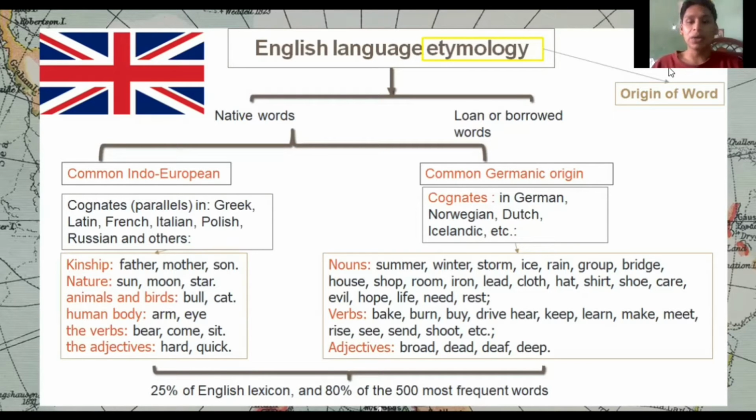In the common Germanic origins, we have cognates in German, Norwegian, Dutch, and Icelandic. Some words are nouns like summer, winter, storm, ice, rain, group, etc. Verbs like bake, born, buy, drive, hear, keep, learn, and others. Adjectives like broad, dead, and deep. Twenty-five percent of the English lexicon are native words. Notwithstanding, eighty percent of the five hundred most frequent words are native words.